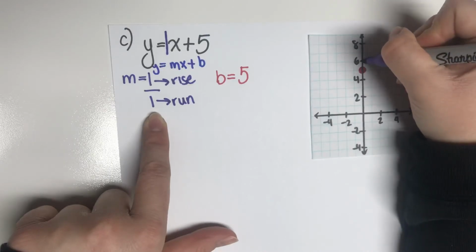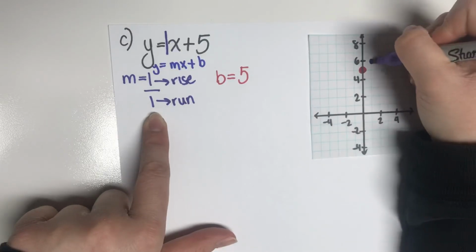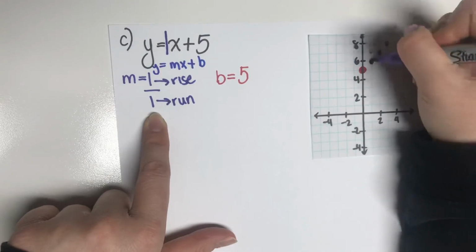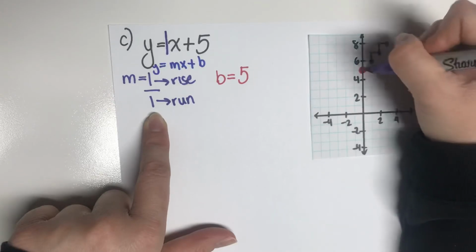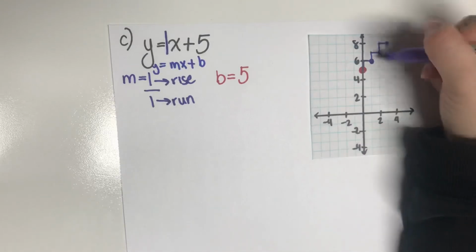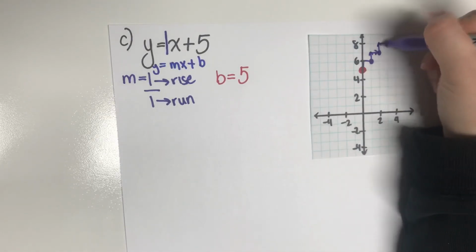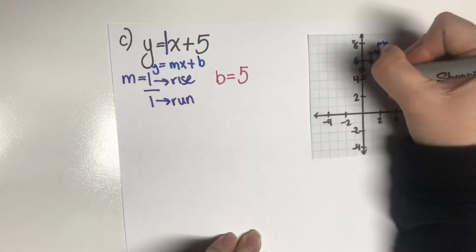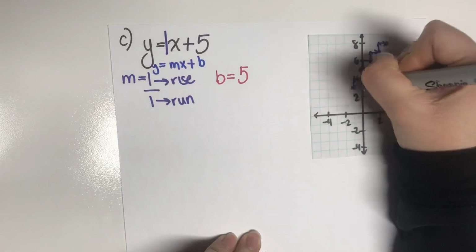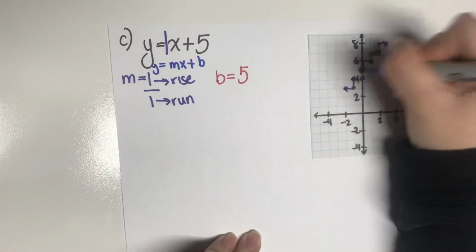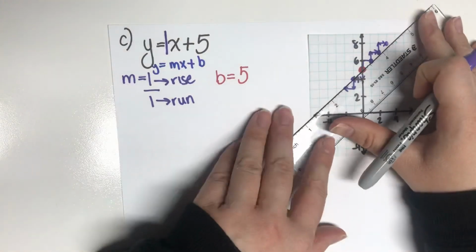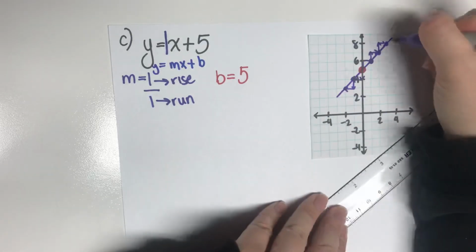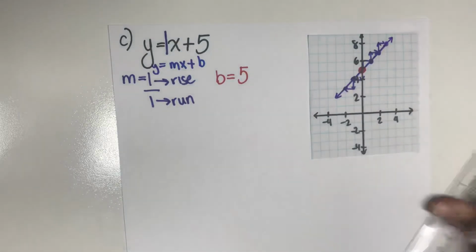Up 1, right 1. Rise 1, run 1. It's always this pattern: if the slope is positive, you're going up and to the right. And that's going to give me my points, or I could have gone down and to the left. That could have given me my points too. I'm going to connect the dots and put arrows. And that's it.